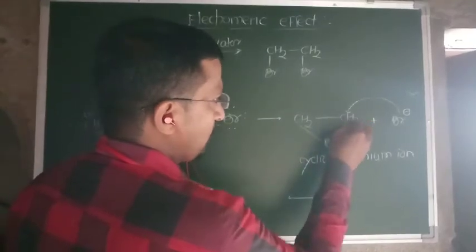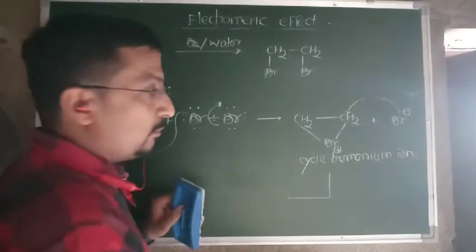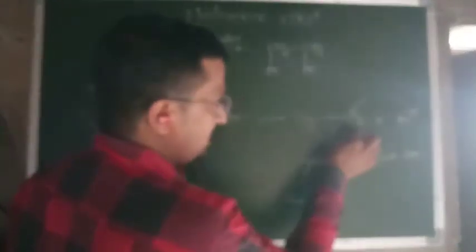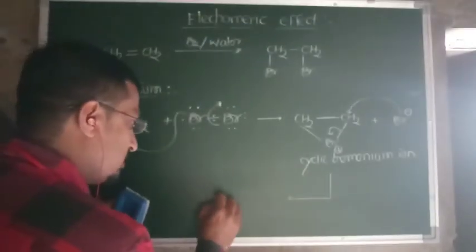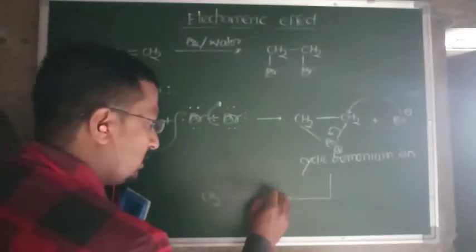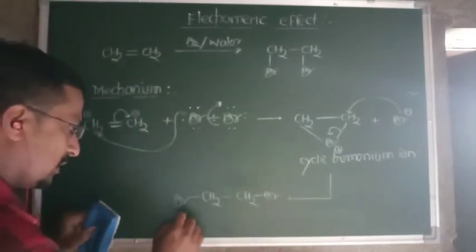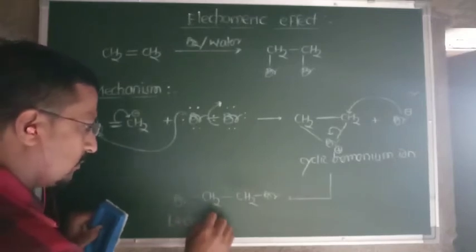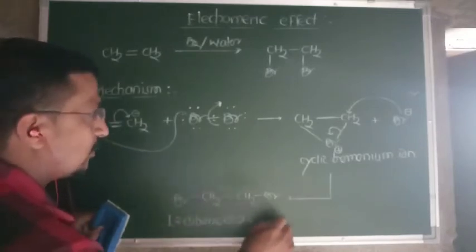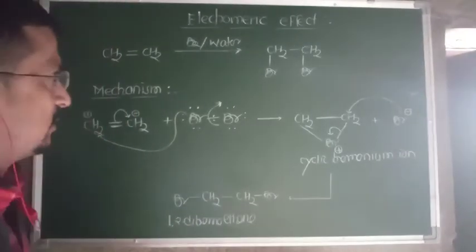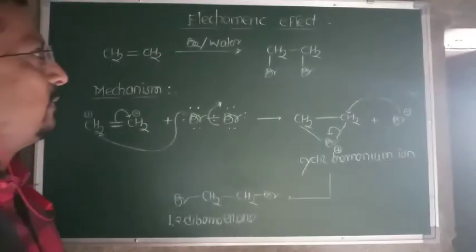The bond between carbon and bromine gets broken, and this positive charge on bromine is neutralized by this lone pair, that is the 2 electrons between carbon and bromine, and this bromide ion attaches to this carbon. So it results in the formation of CH2 single bond CH2, with one bromine on this side and one bromine on this side. So it is 1,2-dibromoethane. So simply it is an addition type of reaction. Isn't it? So this is the mechanism of the electromeric effect.